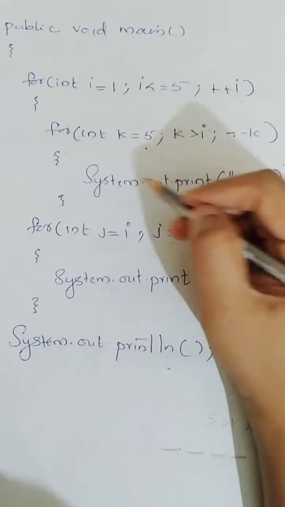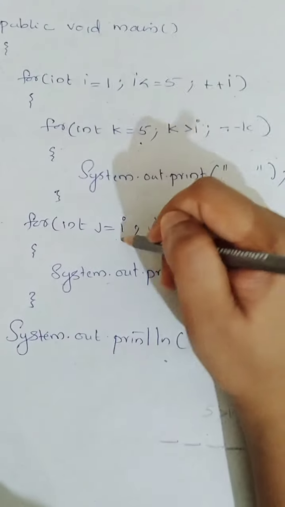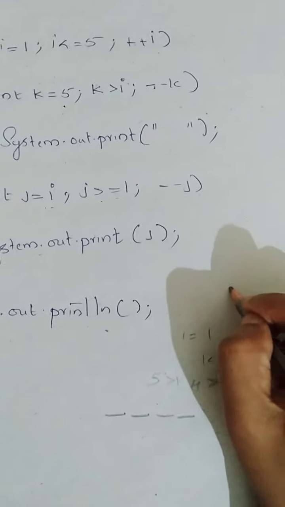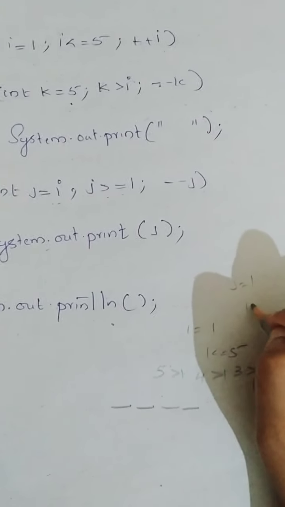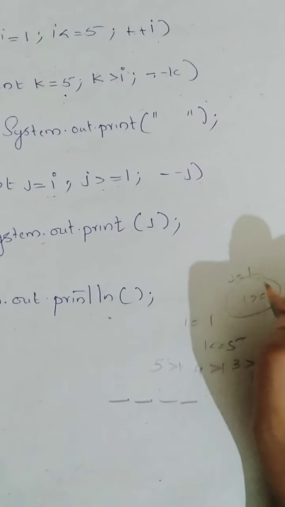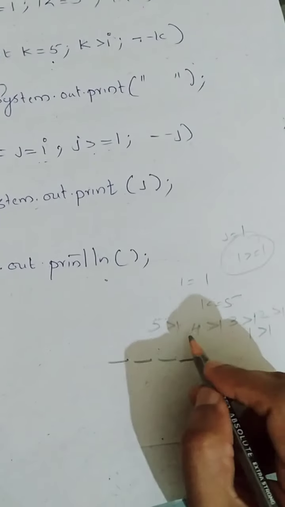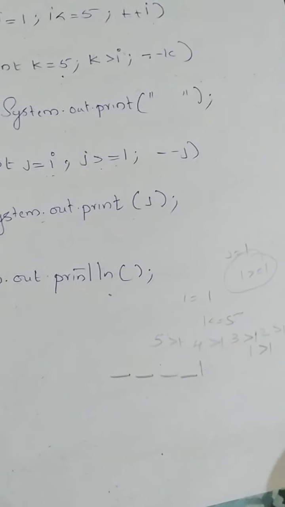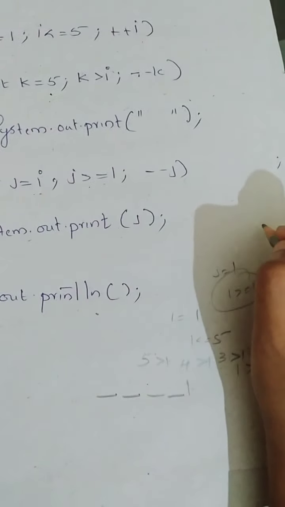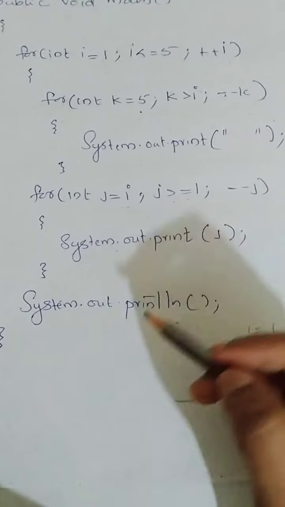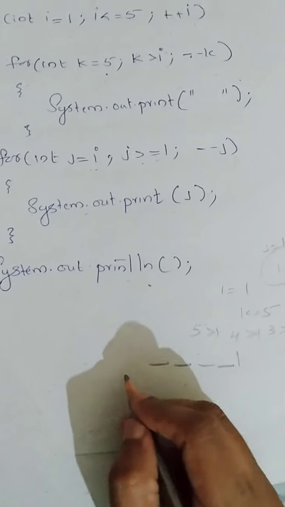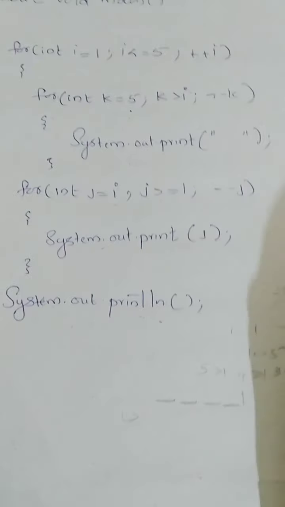1 greater than 1, false. So it will come out of this loop and it will start with j is equal to i. So now j is i. I's value is 1, so j is 1. 1 greater than or equal to 1, condition true. So it will come inside, it will print j, that is print 1, and j is decremented to 0. 0 greater than or equal to 1, condition false. Come out of this loop, there is a println. So the cursor will come to the next line.